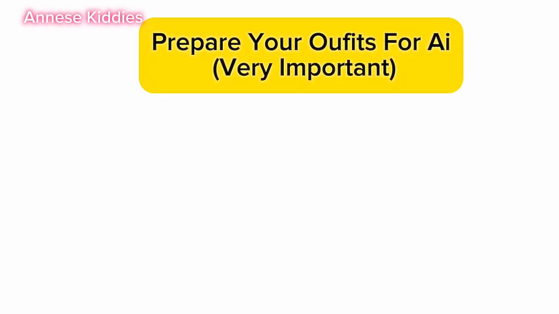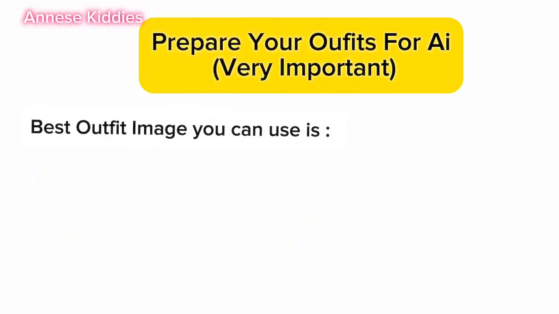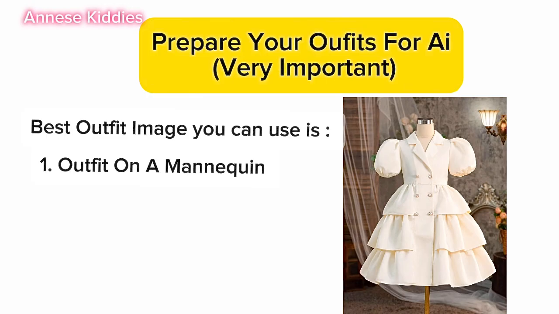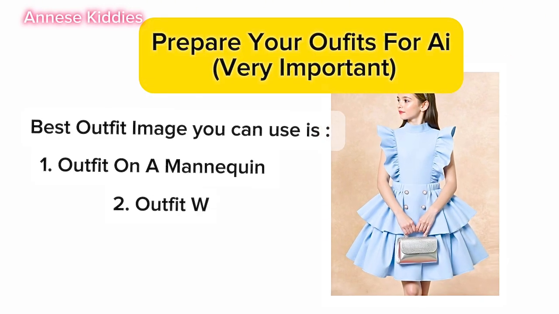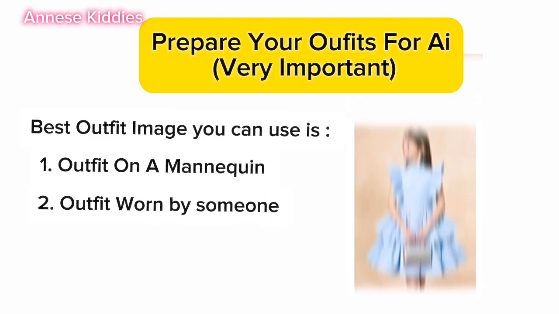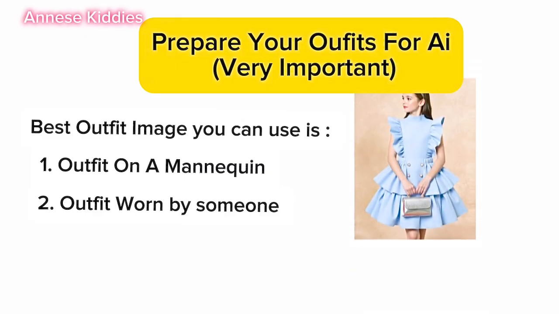Once you are done downloading, you have to prepare your outfits, because AI works best when your input is good. The best outfit for your image is one that is on a mannequin. Make sure the background of the image is not too busy, so snap it closer to the wall, for example like this image. The second one is an outfit that is worn by someone. Maybe you want to change the model, so you can let somebody wear that outfit. Again, make sure the background is not too busy.